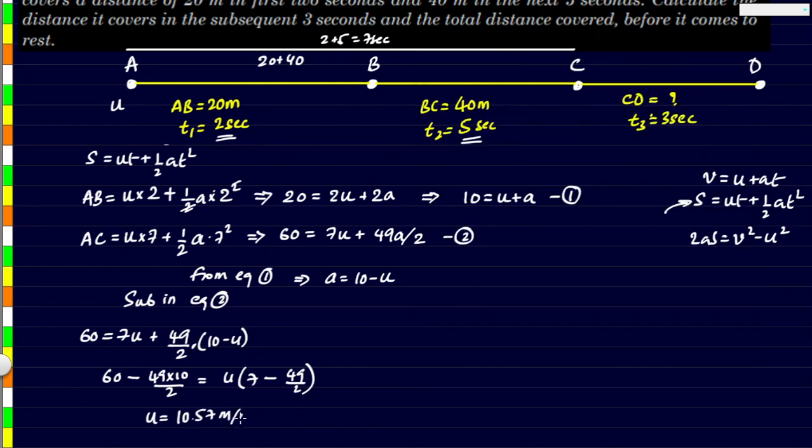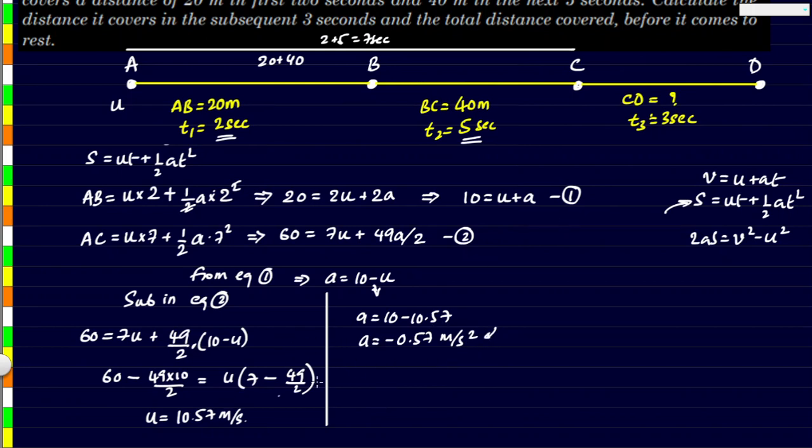10.57 meters per second. If we substitute the value of U in this equation over here, we get A equals 10 minus 10.57, which gives the value of A as negative 0.57 meters per second square. So this is our acceleration.